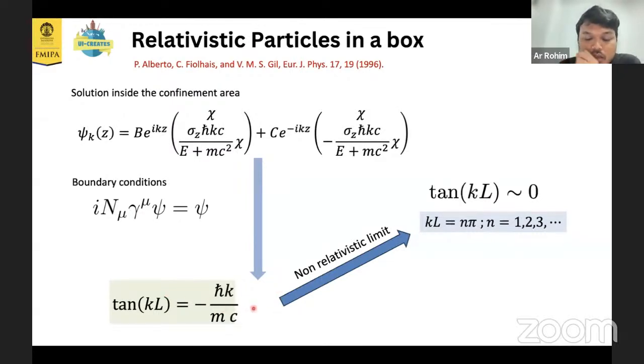And interestingly, if we take the non-relativistic limit, where m is very large, this term will go to 0. Then we will find that kL must be given by nπ, where n is 1, 2, 3, and so on, which is similar to the non-relativistic case when we discuss the infinite potential well. Okay.